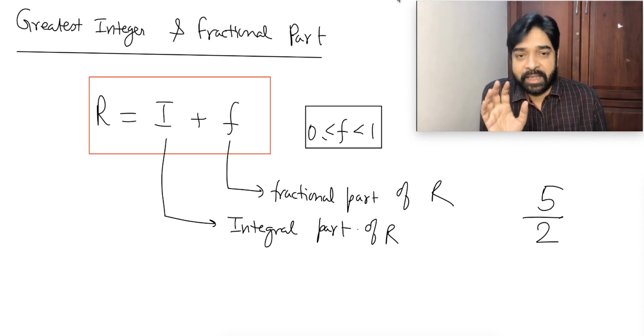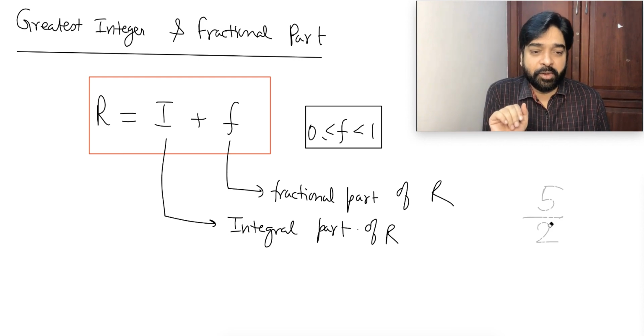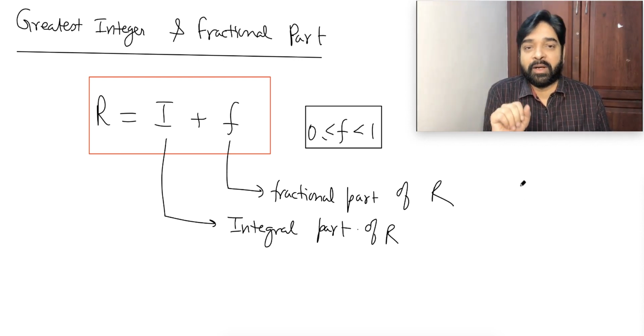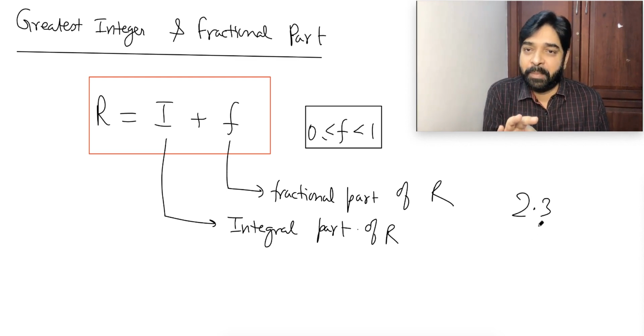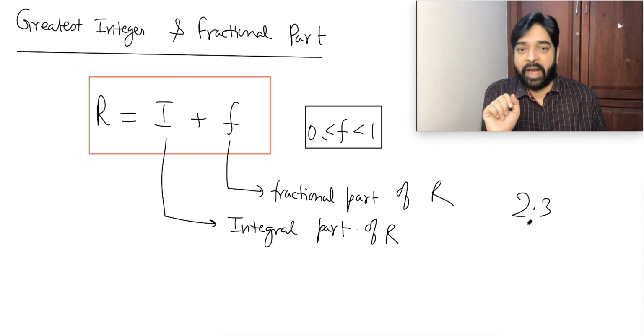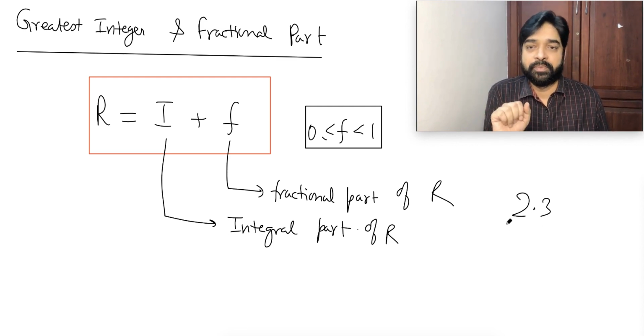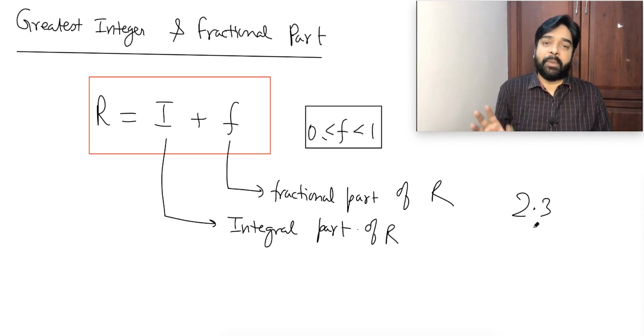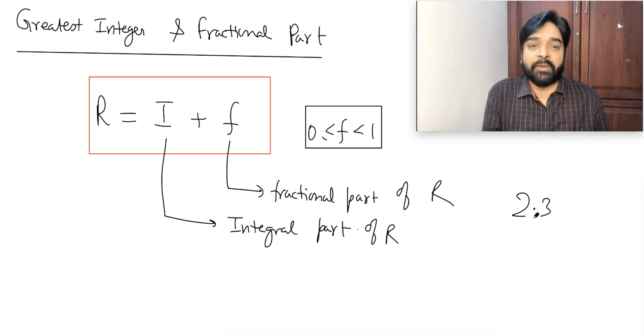So always remember one simple thing in your mind: fractional part means what comes after the decimal. Suppose I say 2.3. The fractional part of this will be 0.3 and the integral part will be what? 2. Is it clear? So the fractional part and integral part just represent this decimal.